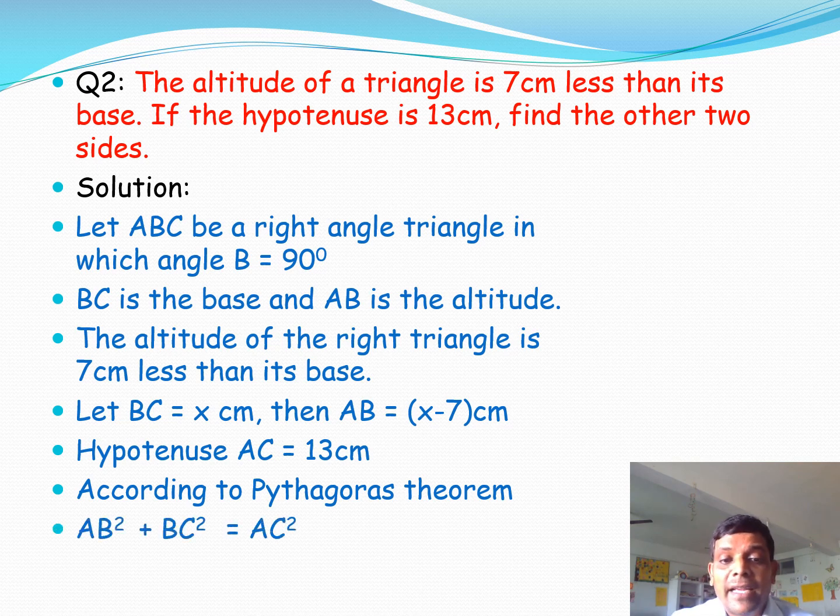In right angle triangle ABC, AB square plus BC square equals AC square. AB is the altitude. So according to Pythagoras theorem, side square plus side square equals hypotenuse square. The first side is x minus 7, whole square, plus the second side x square equals 13 square.